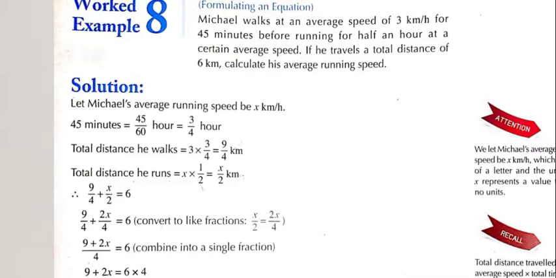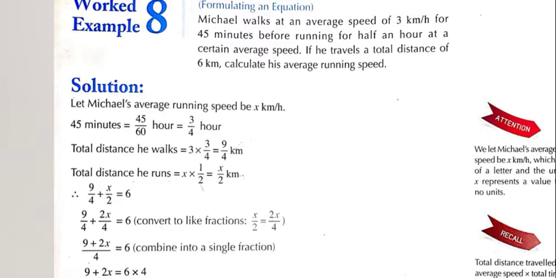Okay, we don't know the speed when he runs, right? It is what they ask, his average running speed. So we don't know yet. We symbolize it as x, so we are going to find this x, times the time, which is running for half an hour. That means 1/2 hour. So x times 1/2 is x/2. Now the total distance is 6 kilometers. So we can form an equation: 9/4 plus x/2 equals 6, the total distance, right?